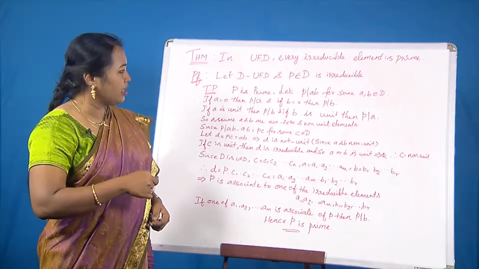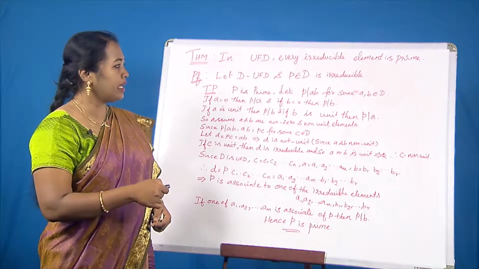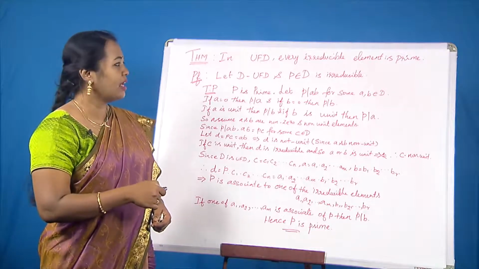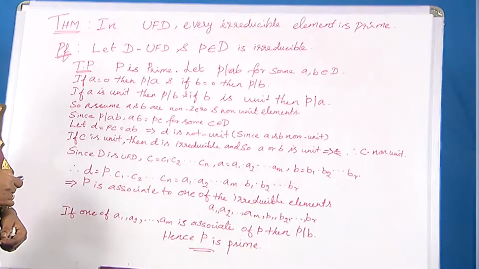In the same way, if b is a unit, b can be written as a product of itself and its inverse, and therefore you are left with only a, and therefore you will get p divides a. So, in these two cases we have shown that if p divides ab, then p divides a or p divides b. Now that we have considered the trivial cases, let's go on to the non-trivial one.